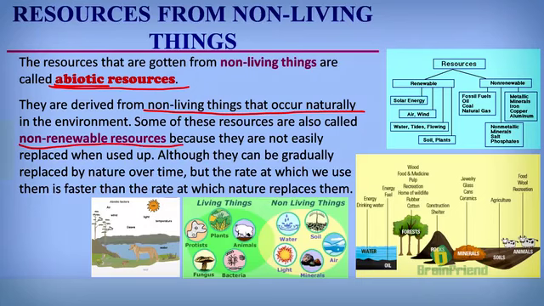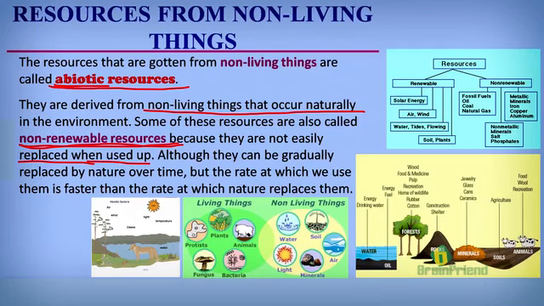Some of these resources are also called non-renewable resources. Remember, in our previous class, we said biotic resources are called renewable resources because they can always be replaced when used up. In this case, we say some of these abiotic resources, those resources that are gotten from non-living things, are called non-renewable. Why are they non-renewable? This is because these kinds of resources are not easily replaced when used up. When we use some of these abiotic resources, it takes so long for them to be replaced, or in some cases, you can't even replace them. So they are called non-renewable.